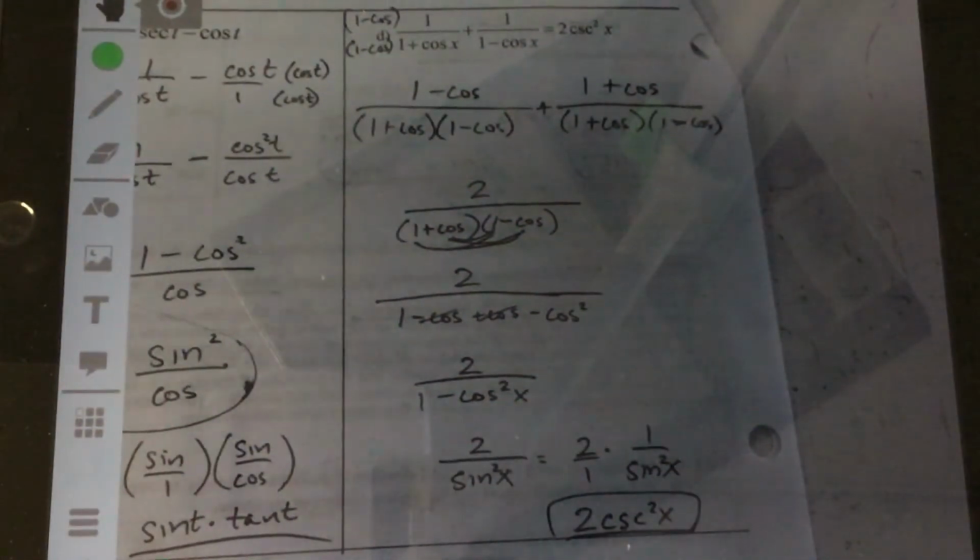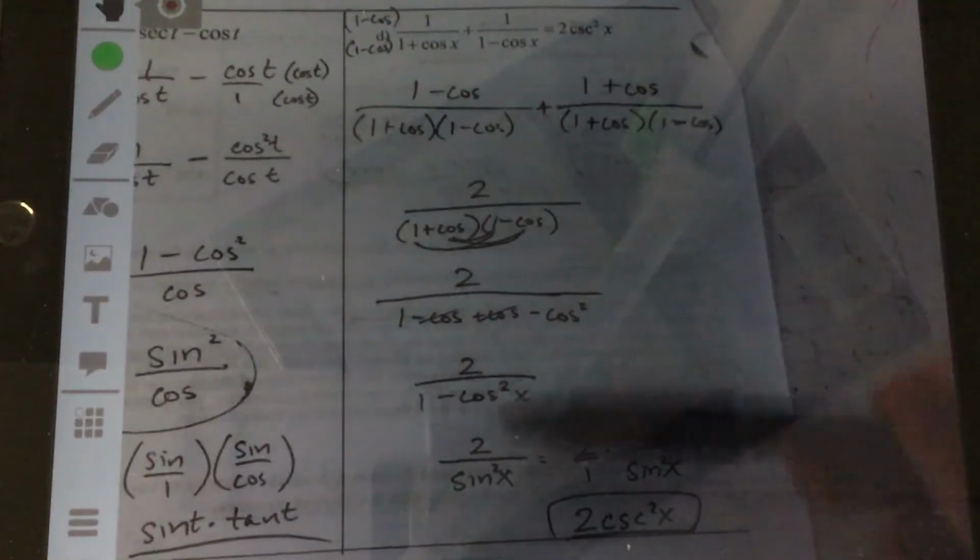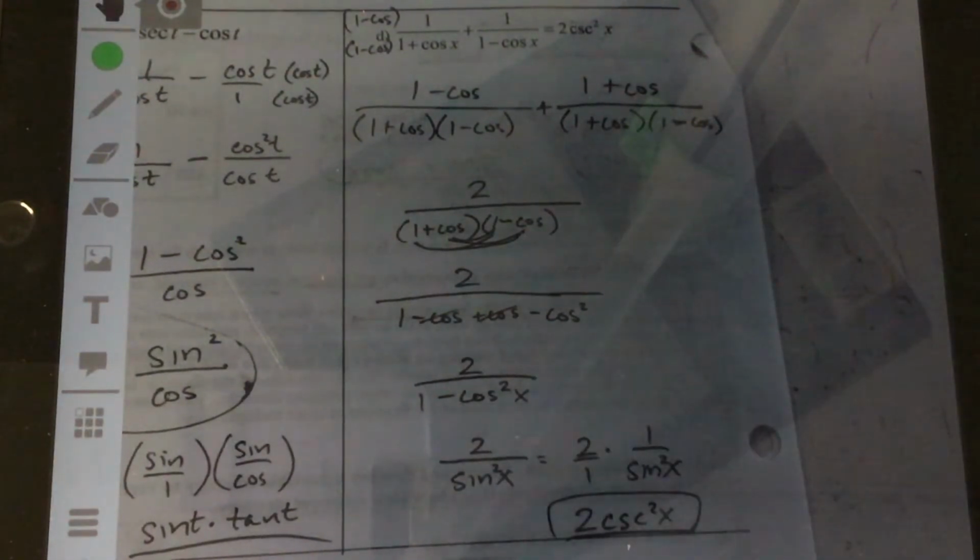So again, we knew that answer all along. The proof is basically the work here. This is what you're trying to show, how you can prove that this equals 2 cosecant squared.